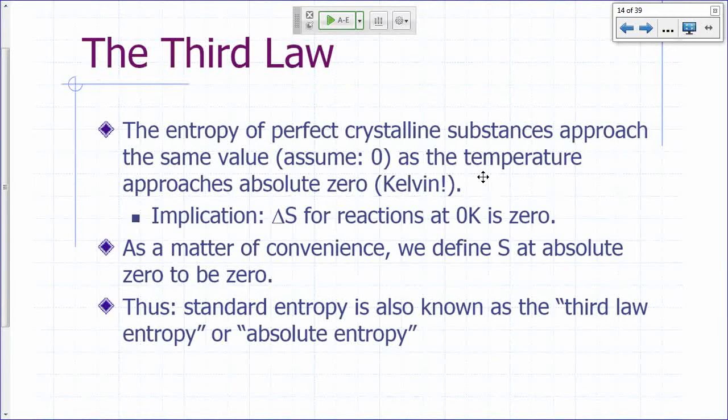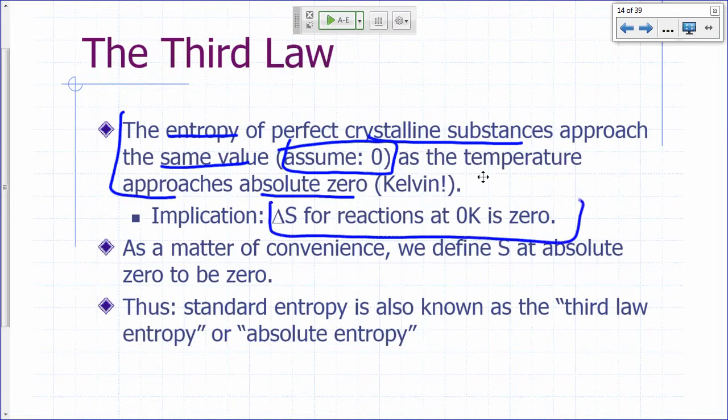The third law of thermodynamics says that the entropy of all perfect crystalline substances approaches the same value as the temperature approaches absolute zero. As a matter of convenience, we're going to assume that that same value is zero. The implication of the third law is that if you want to know the delta S for a reaction at 0 Kelvin, it's going to be 0, because all substances will have the same entropy at 0 Kelvin.